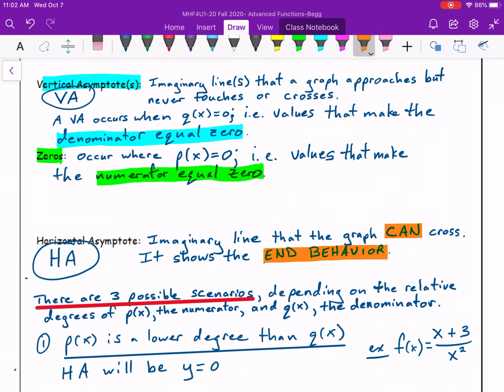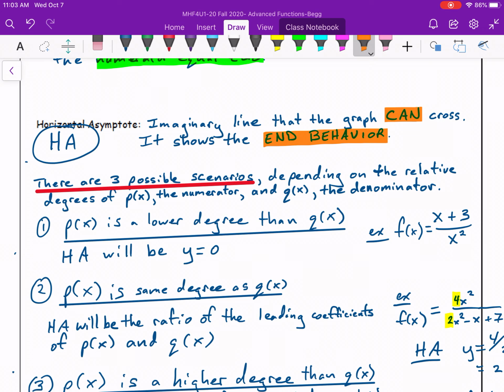Zeros, or x-intercepts, occur where the numerator equals 0, because we want to find where y, the output, f of x, equals 0. And since it's a fraction, it stands to reason that our fraction is going to equal 0 whenever the numerator equals 0. Since p of x is the numerator, we just have to set the numerator equal to 0 and solve that. It doesn't say anything here about y-intercepts, but remember we can get y-intercepts easily by putting 0 in for x into the function and just seeing what's left over.